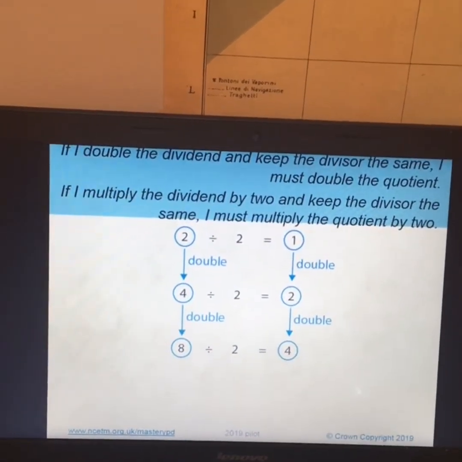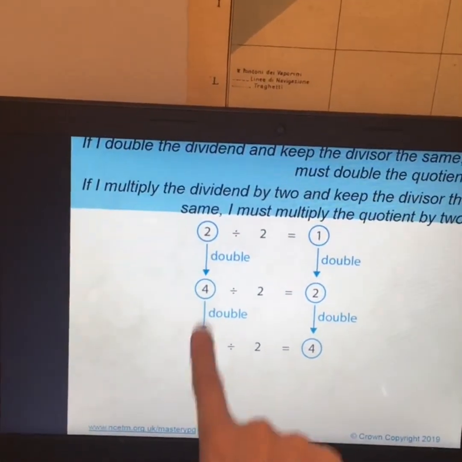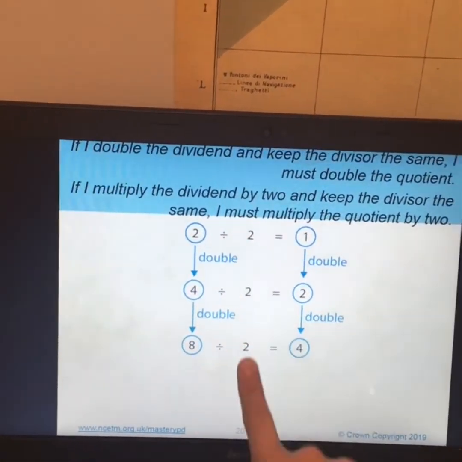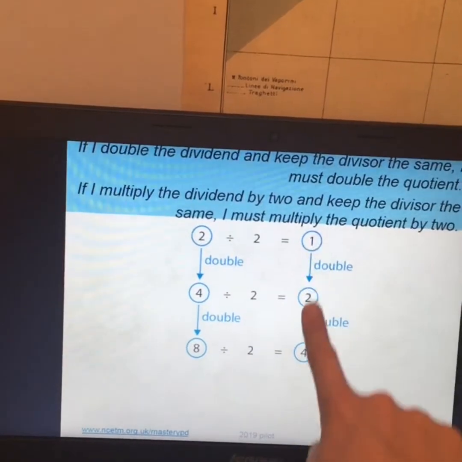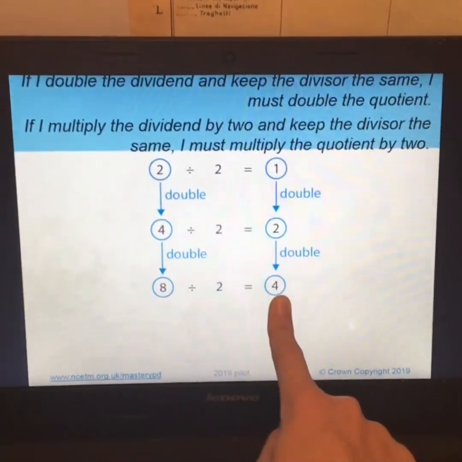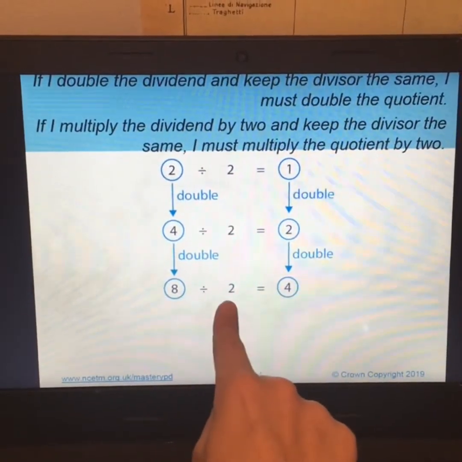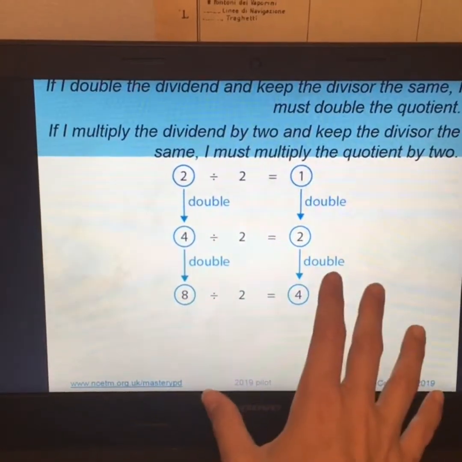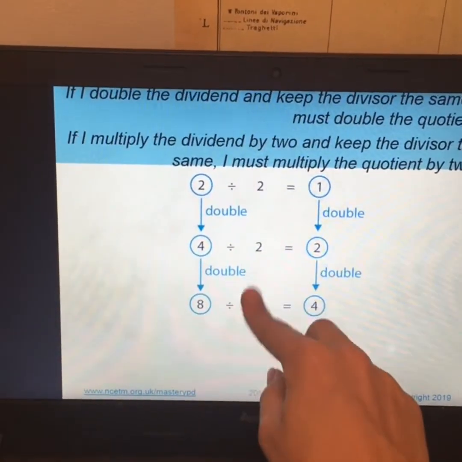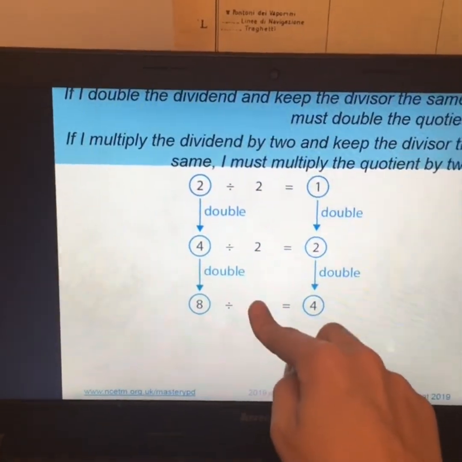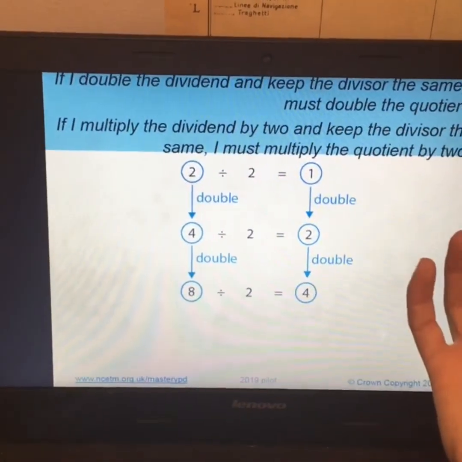So if you multiply the dividend by 2 and the divisor stays the same, you must multiply the quotient by 2. Okay, and it's important about the divisor staying the same. All of a sudden, if I did 8 divided by 8 people, that's going to change completely. There's no longer a relationship between these 2 calculations because the divisor has changed.